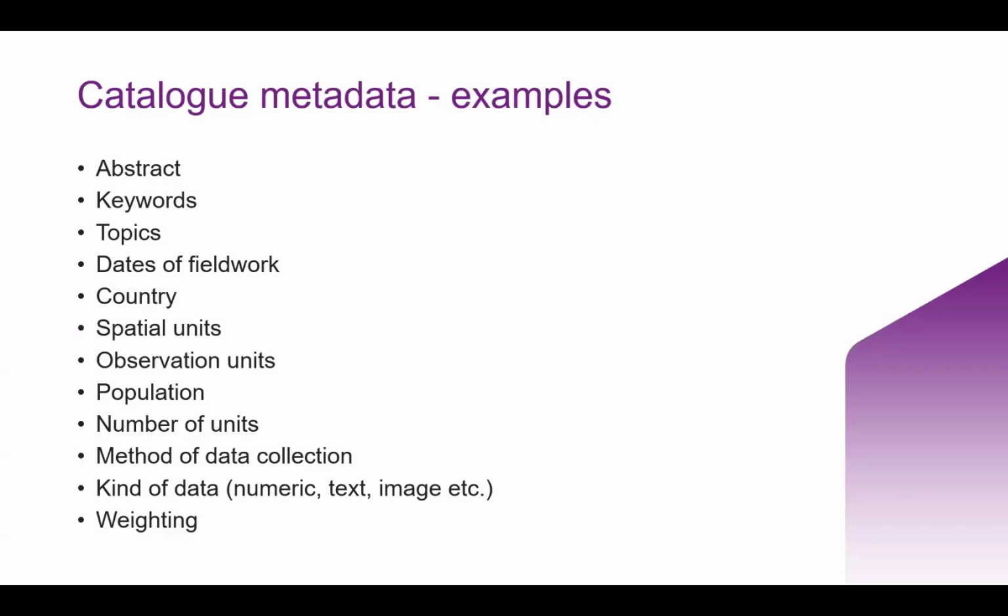And some of the metadata we capture at the UKDS and on our catalog pages includes these fields. So there's an abstract, a set of keywords and topics, which in our catalog are based on standardized schema. So you search and select from a list of keywords and topics, the dates of field, the country, information about the sample, including the observation or analytic unit, population, the number in your sample, and there's also information collected about the method and the kind of data and weighting where that's applicable.